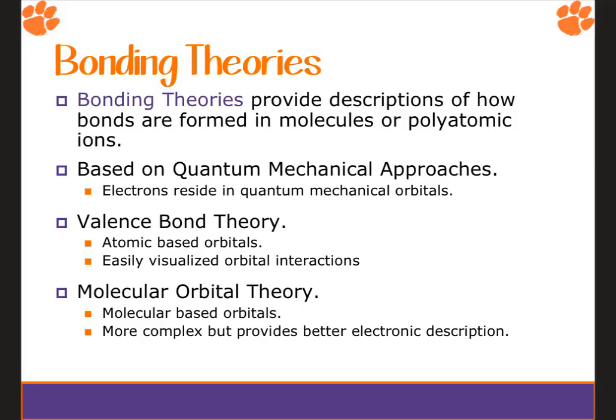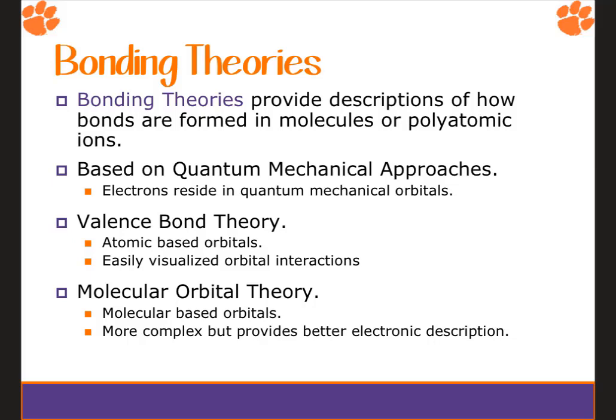These bonding theories provide descriptions of how bonds are formed in molecules or polyatomic ions. So we're talking about covalent bonding interactions here. This essentially ties together all the energy of electrons that we learned in Chapter 3 with Lewis structures and shapes of molecules in Chapters 4 and 5. So we're trying to just tie a bow onto all that happy bonding stuff.